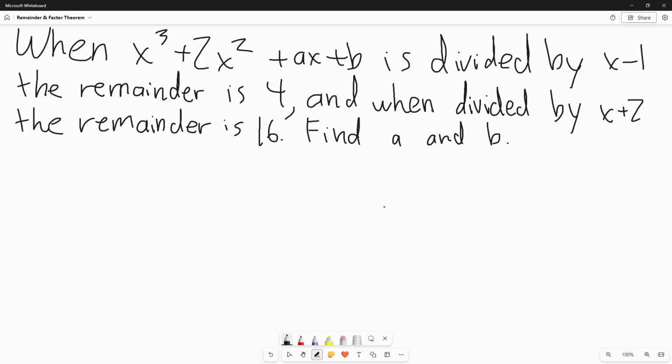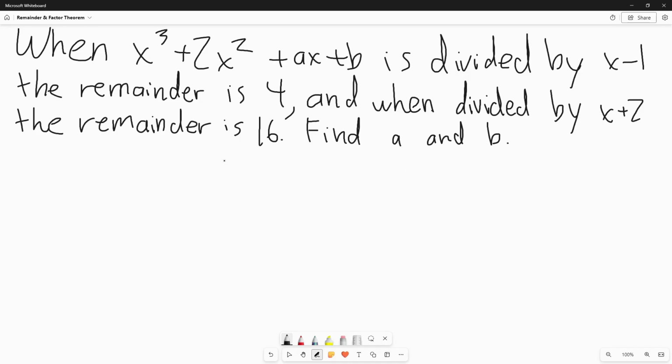But this one asks, when x cubed plus 2x squared plus ax plus b is divided by x minus 1, the remainder is 4. And when divided by x plus 2, the remainder is 16. Find a and b. So what makes this problem tricky is that we have two missing variables inside the original polynomial, but we could just use the remainder theorem to make it a system of equations.